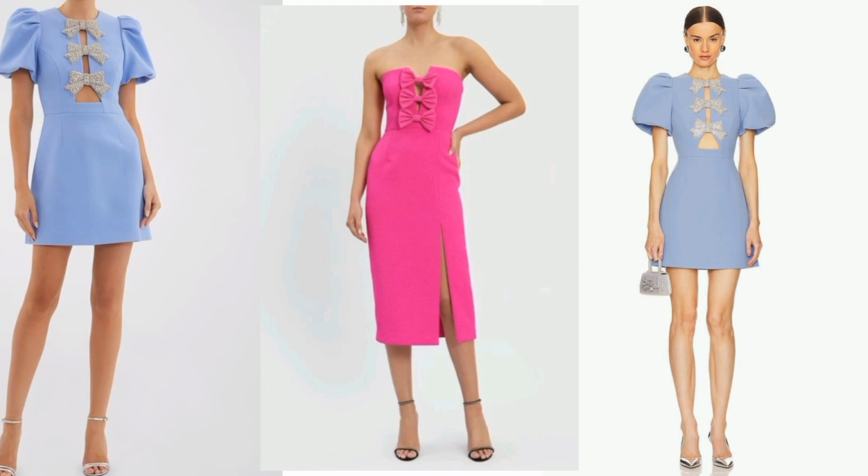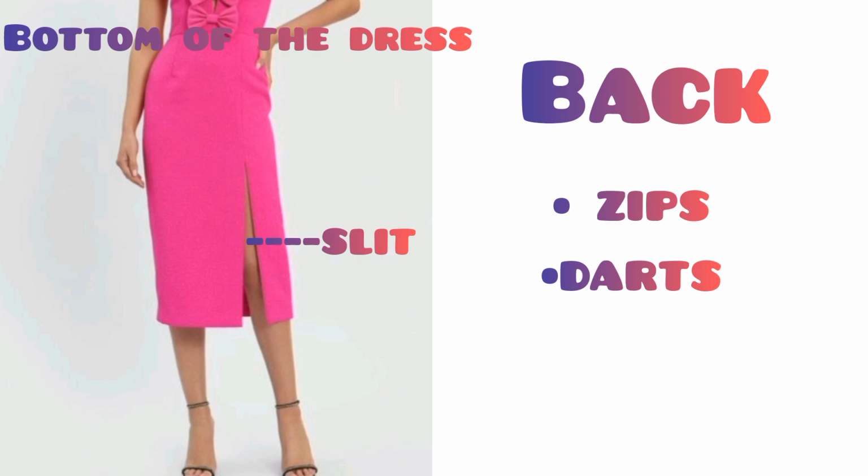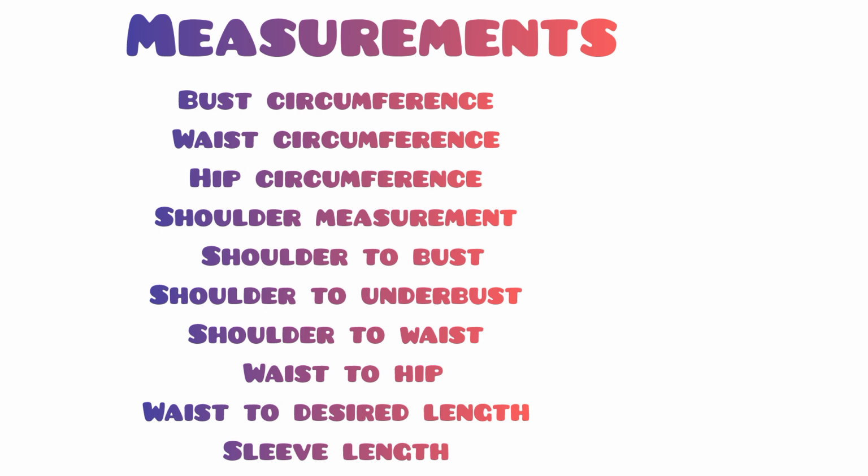My name is Johanna. Today on the channel I'll be showing you how to draft this simple bow dress. It's very elegant, and for my own dress I would like to use the blue dress for the top part and the pink dress for the bottom part. And for the back I would have an invisible zip and darts. And these are the measurements I'll be using for this tutorial. Let's get to it.